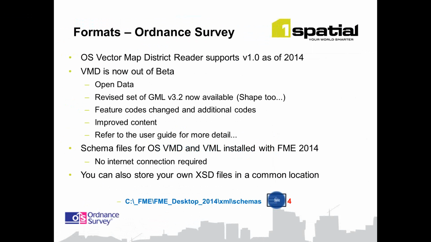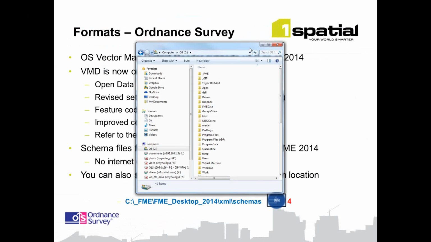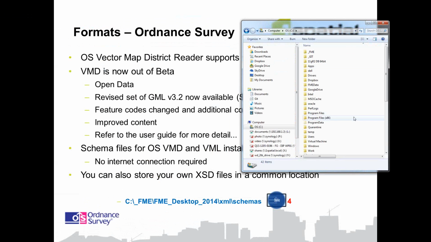If we actually go and have a look at what I was talking about when it comes to schema files being shipped, you can see that if you've already downloaded your data, your vector map district data, and then you've gone somewhere else offline and you still want to process it, you don't need the schema definition files as supplied by the Ordnance Survey on their URL.